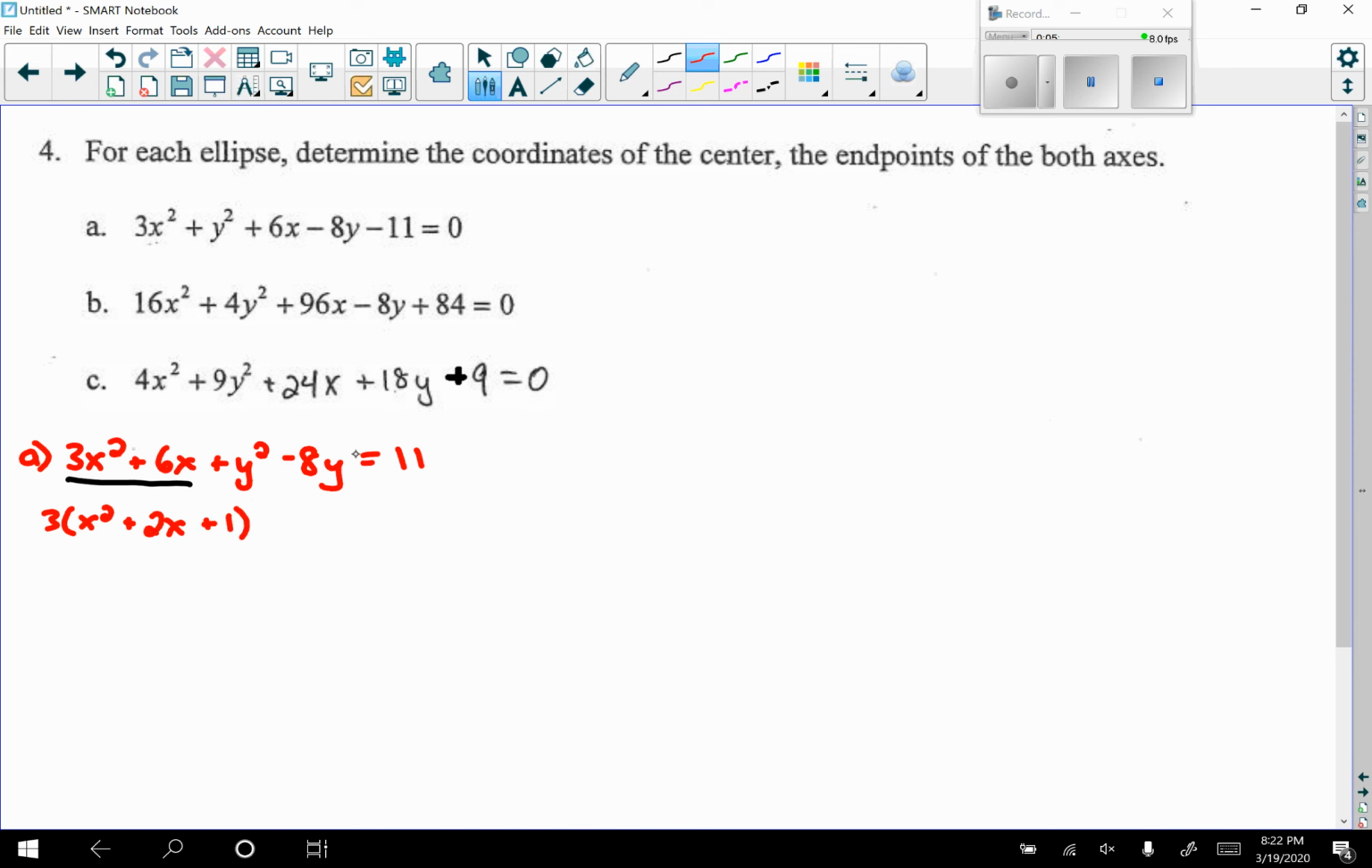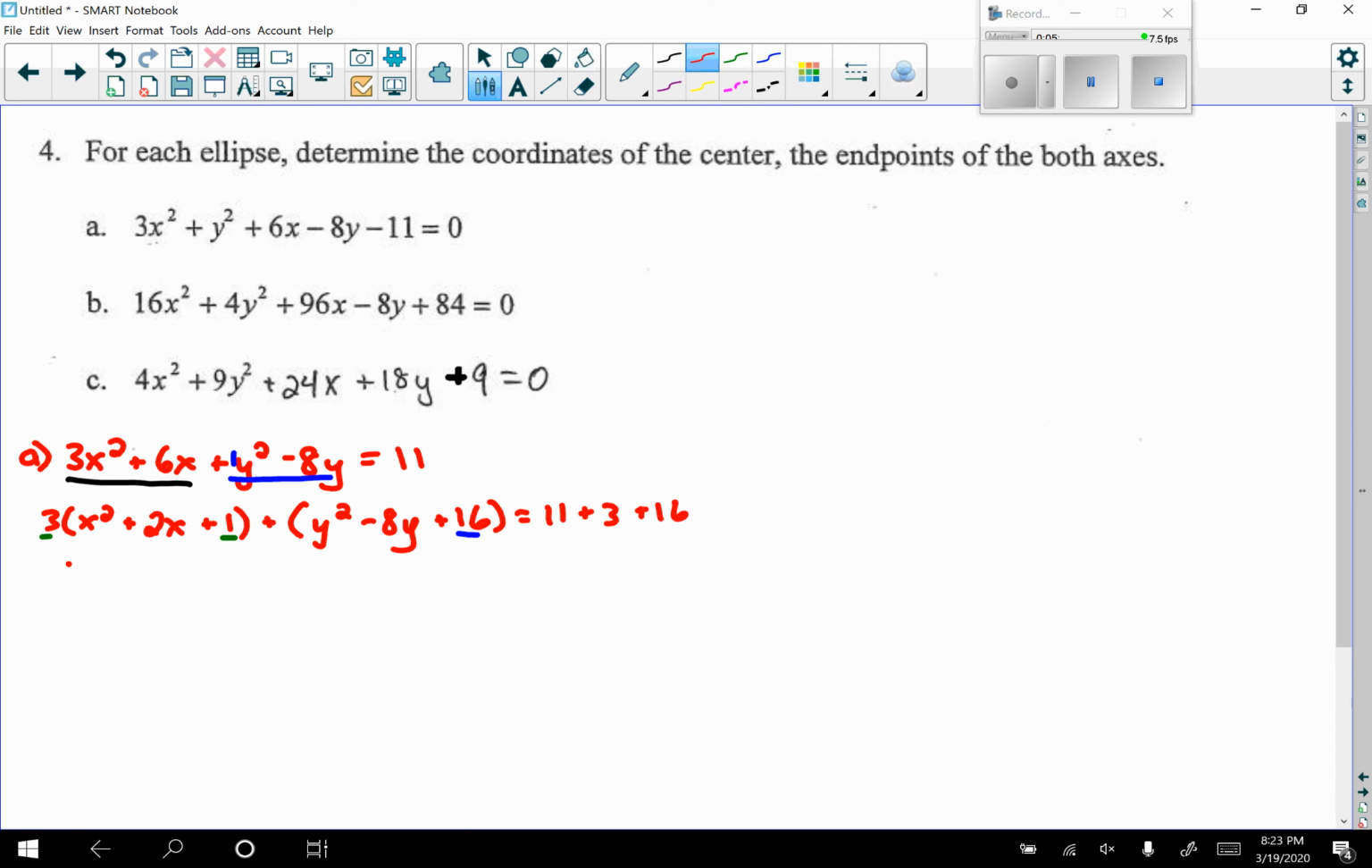There's nothing to factor out from the next two terms because this leading coefficient is 1, and that's a good thing. So I'm just going to write it in parentheses, y squared minus 8y, and then half of 8 is 4, so we're going to add a 16 here. But remember, on the other side, I didn't just add a 1, I added a 3, so we're going to have an 11 plus 3. And then over here, I did just add a 16 because there was nothing out in front. So then we have a 16.